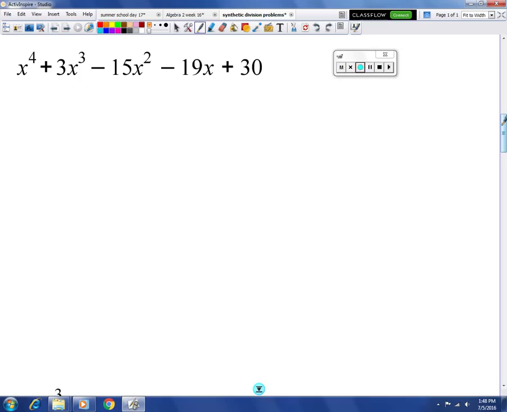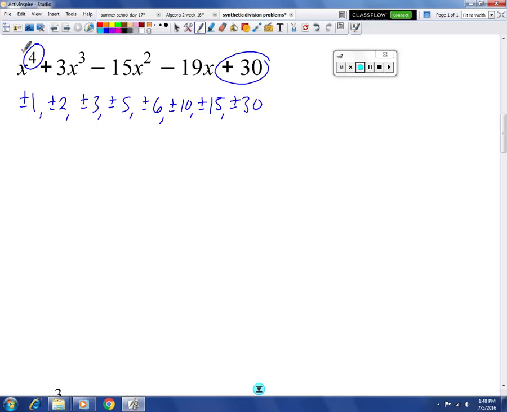All right, let's go a little quicker. 30: plus or minus 1, plus or minus 2, plus or minus 3, plus or minus 5, plus or minus 6, plus or minus 10, plus or minus 15, plus or minus 30. This is a quartic because the largest exponent is 4. It is in descending order. Our first term is a 1, so our potential roots are all good.